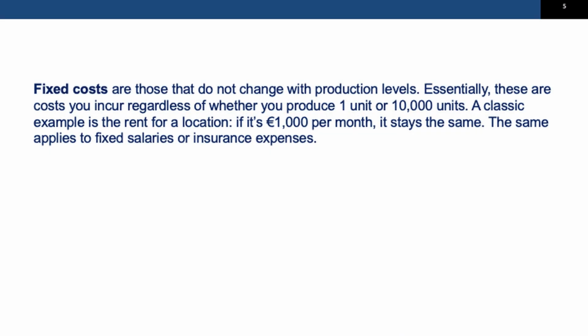Let's start with the basics. To calculate the break-even point, we need to understand how business costs work. Fixed costs are those that do not change with production levels. Essentially, these are costs you incur regardless of whether you produce 1 unit or 1,000 units. A classic example is the rent of a location or a communication campaign. If the rent is $1,000 per month, it stays the same regardless of how many units of your product you sell. The same applies to fixed salaries, insurance expenses, or other marketing investments.